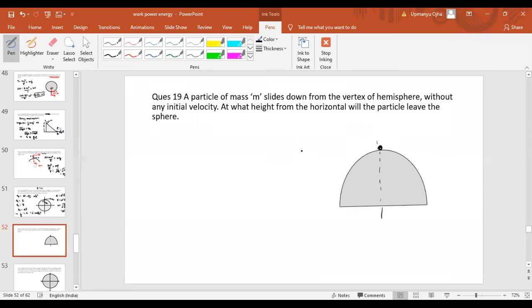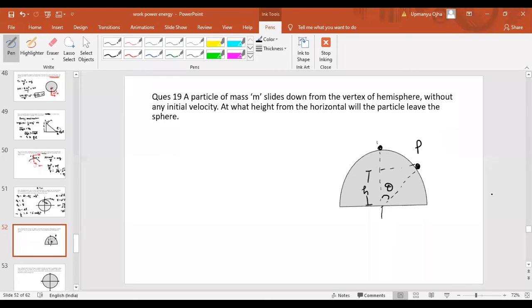Now, at what height from the horizontal means, let us suppose this particle reaches point B. At what height from the horizontal will the particle leave this hemisphere? Now let us suppose it leaves the hemisphere at point P. Now this angle is theta. Now what can we do here?